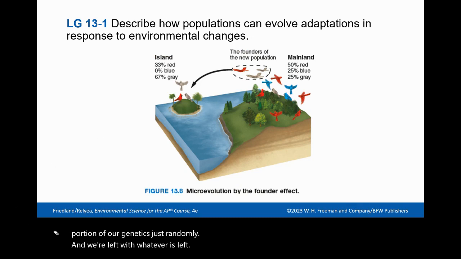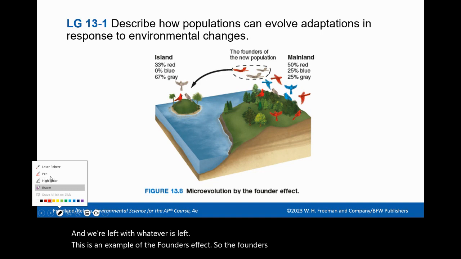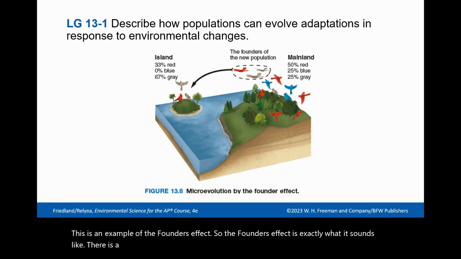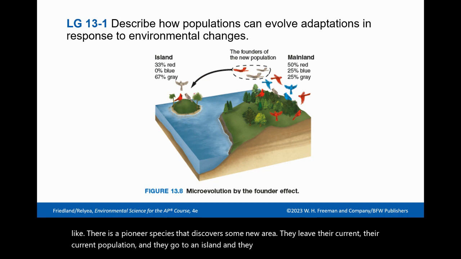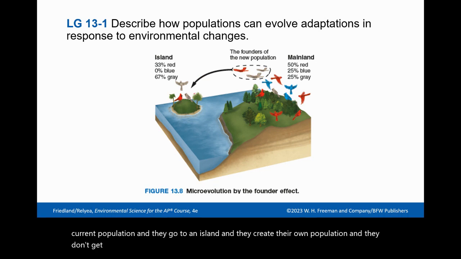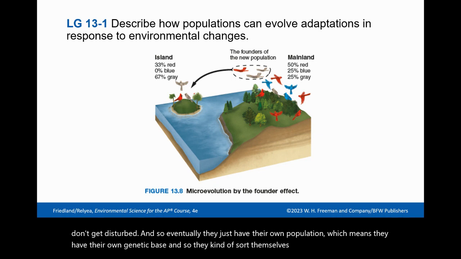This is an example of the founder's effect. The founder's effect is exactly what it sounds like. There's a pioneer species that discovers some new area. They leave their current population, and they go to an island, and they create their own population, and they don't get disturbed. And so eventually, they just have their own population, which means they have their own genetic base, and so they kind of sort themselves out like that.